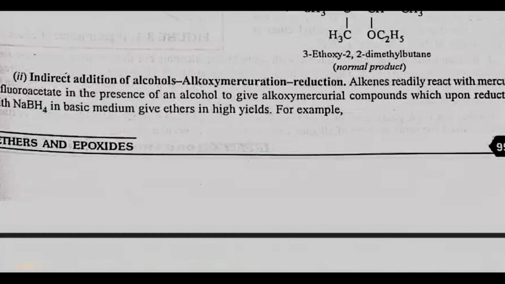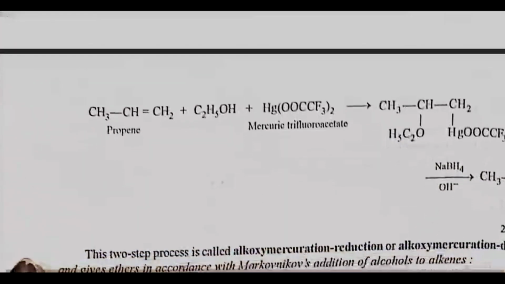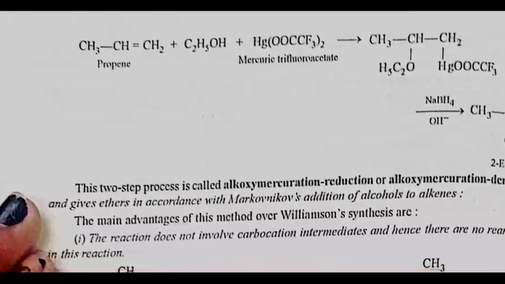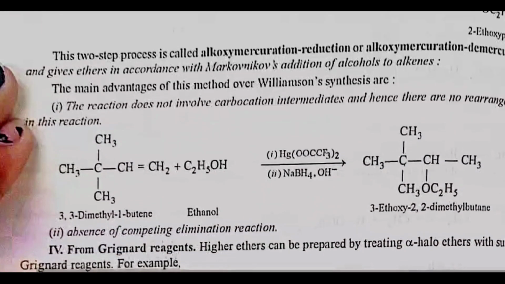Second, indirect addition of alcohols: alkoxymercuration reduction. Alkenes readily react with mercuric trifluoroacetate in the presence of an alcohol to give alkoxymercurial compounds, which upon reduction with NaBH4 in basic medium give ethers in high yields. For example, propene plus mercuric trifluoroacetate gives 2-ethoxypropane. This two-step process is called alkoxymercuration reduction or alkoxymercuration demercuration, and gives ethers in accordance with Markovnikov's addition of alcohols to alkenes.